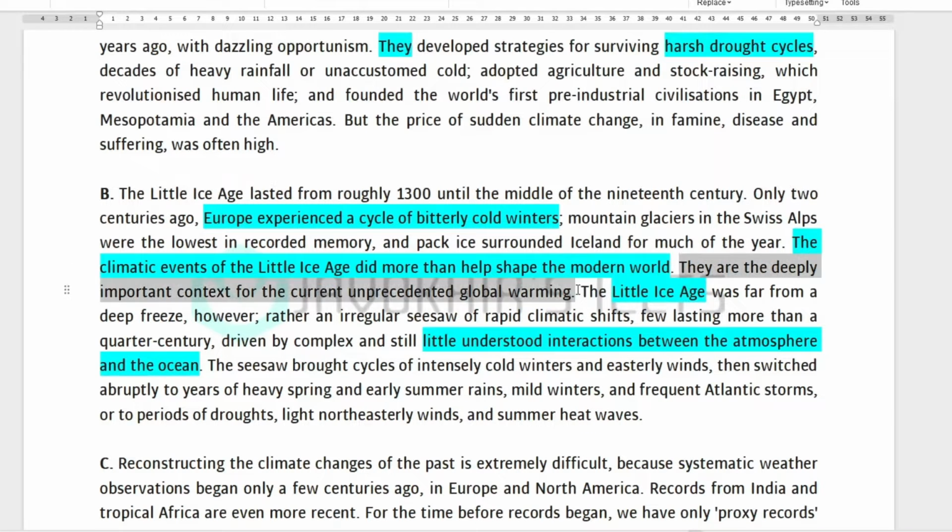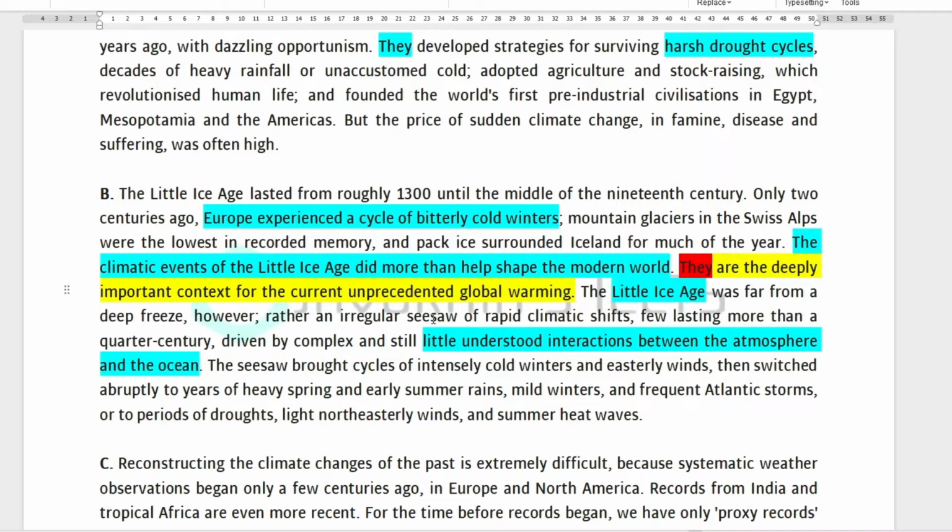If I might want to highlight this sentence, the Little Ice Age was far from deep freeze. So, they are deeply important context. What is it? We want to find the word "they are". They are deeply. The climatic events of the Little Ice Age did more than help shape the world. So how did they shape the world? The Little Ice Age was far from a deep freeze.